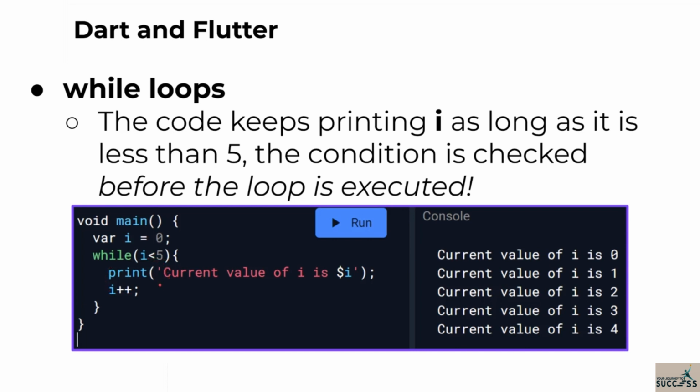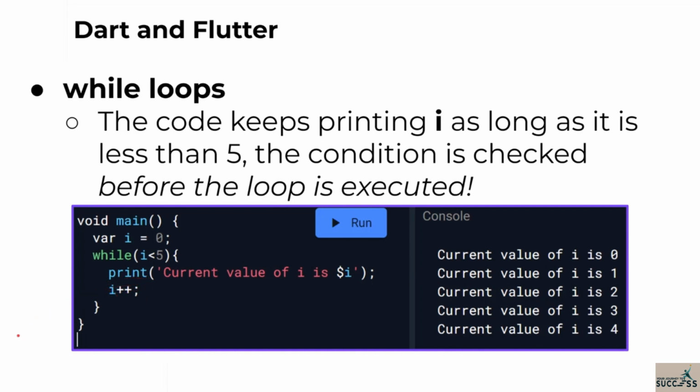And I keep adding i plus 1 over and over again with that reassignment. And eventually, i is no longer less than 5, so that's why the loop stops executing with current value of i is 4. Now, here's something to make sure that you understand. This condition is checked before this block of code is executed.